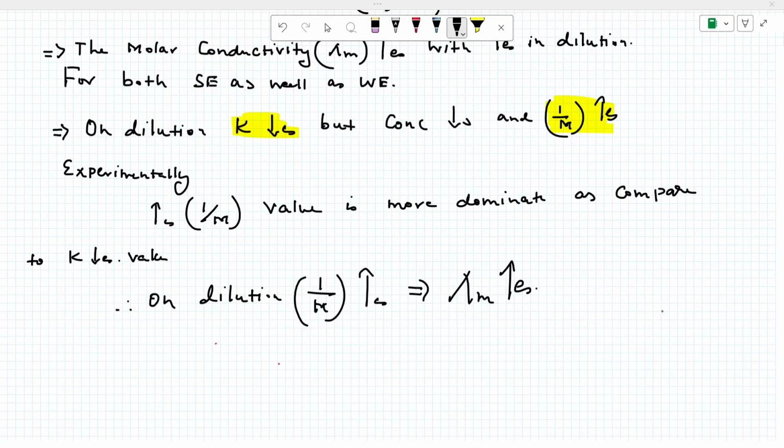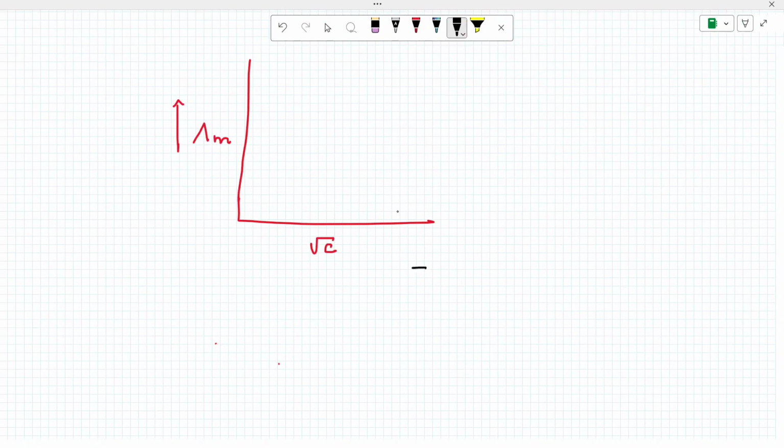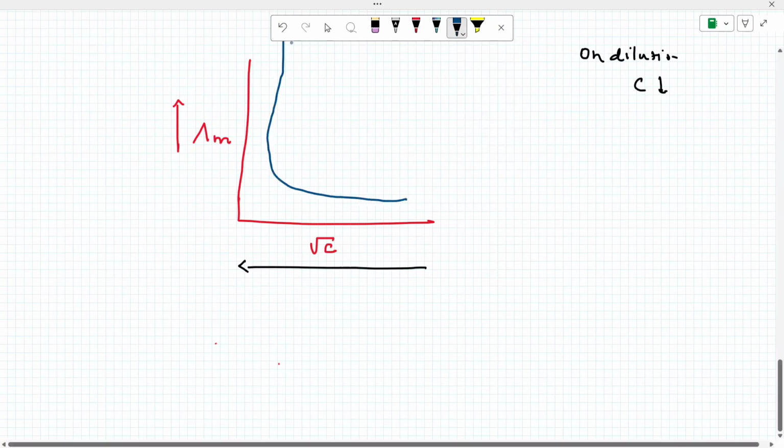Now see the graph. After the graph, we can discuss this. This is the nature of the graph. The molar conductance lambda m versus root C. Actual graph, okay. What is the actual graph? We study the graph from right to left. On dilution, concentration decreases. At the same time, the molar conductivity increases, right? This is the graph actually.